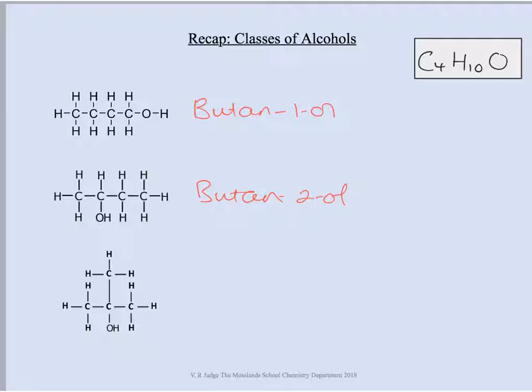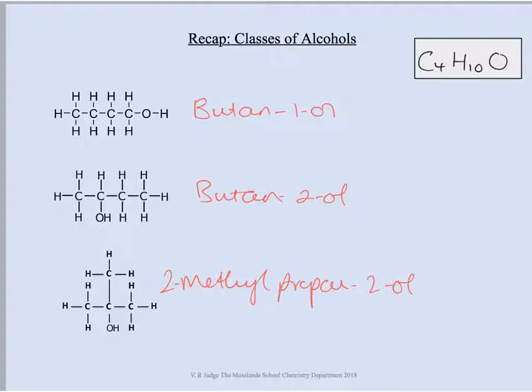And finally, we have what I'm going to call methylpropan-2-ol, or 2-methylpropan-2-ol. This methyl group, you can't actually put anywhere else. If you put it onto carbon number 1, it would just lengthen your carbon chain and it would be a butanol rather than a propanol. If you put it on the other end, it would be a butanol rather than a propanol. So on a 3 carbon chain, you can only put the methyl group in the middle, on carbon 2. So there's our 3 isomers, and they are different classes of alcohols.